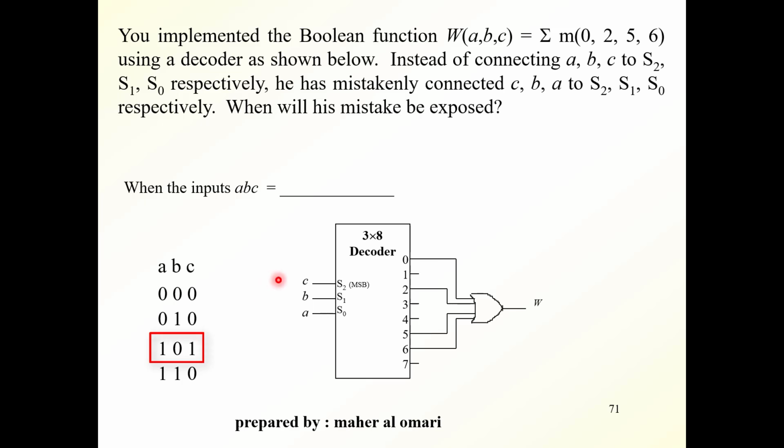That's fine. For minterm 5, C is equal to 1, B equal to 0, and A equal to 1. This will make this output active, which will make W equal to 1. So this is all right again. In minterm 6, C will be equal to 0, B equal to 1, and A equal to 1. But actually here, 1, 1, 0 will make this output go to 1 instead of this output. So W will not come out to be equal to 1. So only when minterm 6 comes in, the mistake will be noted.